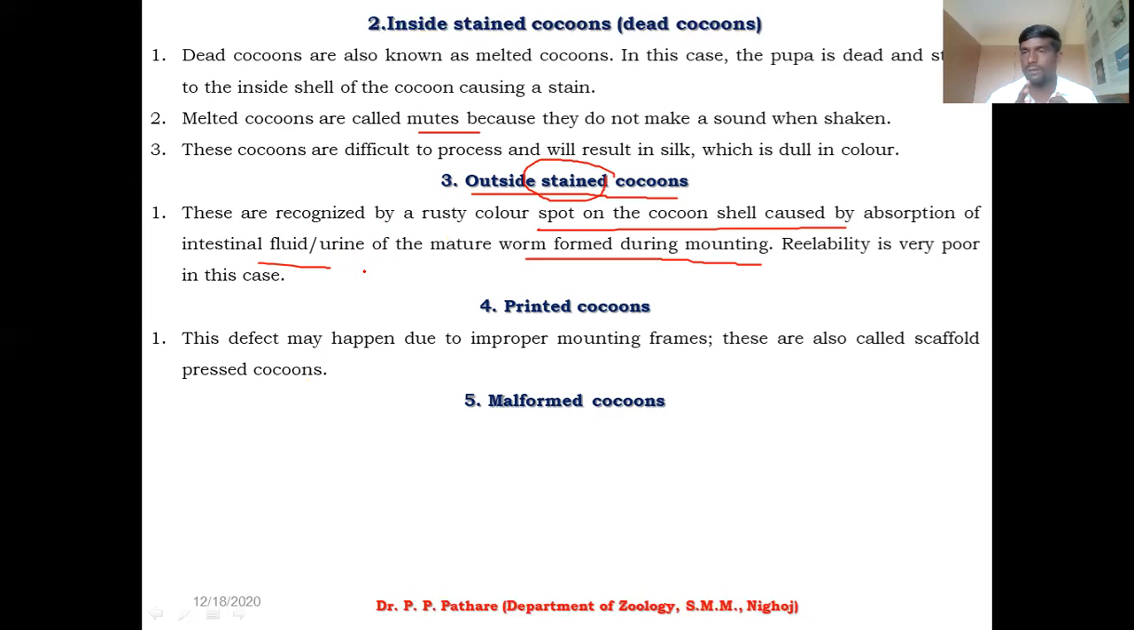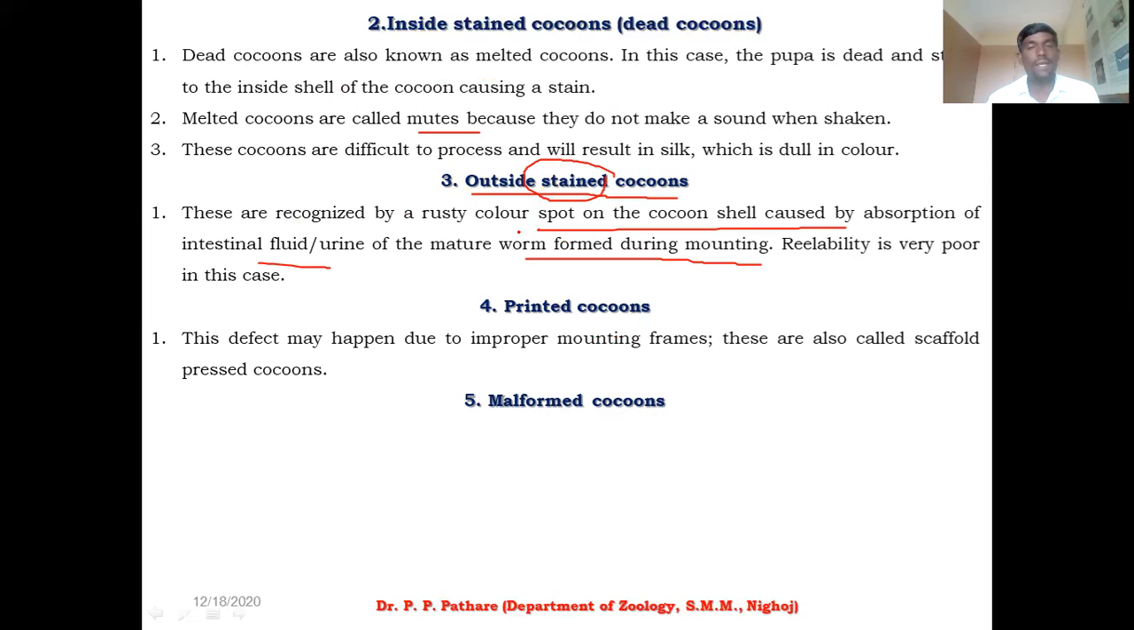समझ में आ रहा? This is the general information regarding outside stain cocoon. Inside stain cocoon, I gave the total information regarding this. If you have any question regarding this point, you can ask me. आपको समझ में आ रहा क्या?